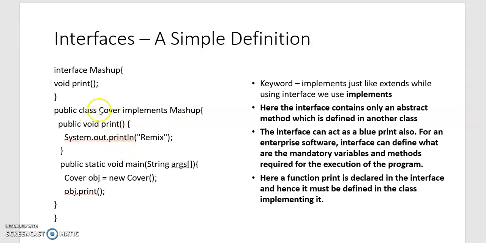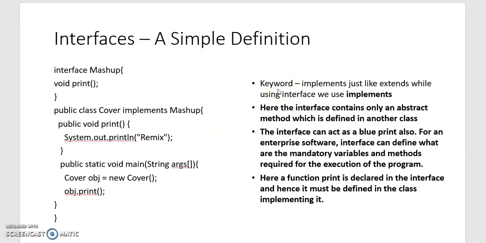So the basic task of this program is to display a string called remix. You have this main function. You have an object which is being created of this cover class, and you have the statement over here, and that obj is calling print, which will be displaying this particular string. So basically, if you look over here, there are a few things that we had to understand.